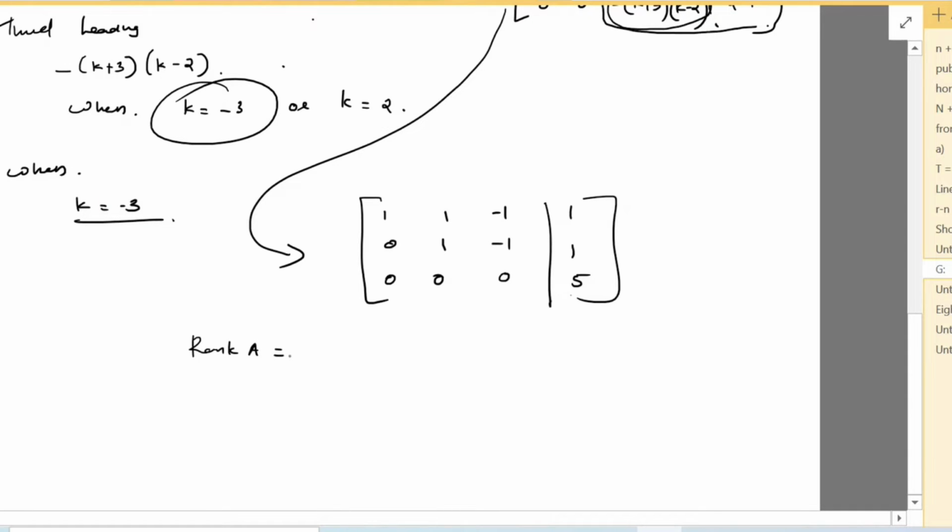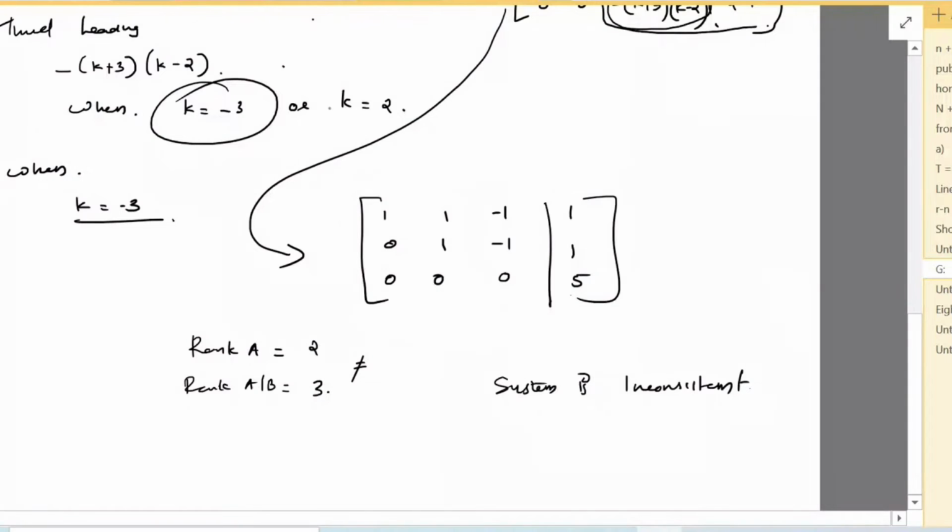Rank of A will be 2, and rank of AB is what? 3. So rank of A not equal to rank of AB. So what we can say, there is no solution. The system is inconsistent when k equal to minus 3. Okay, when k equal to minus 3, the system has no solution.